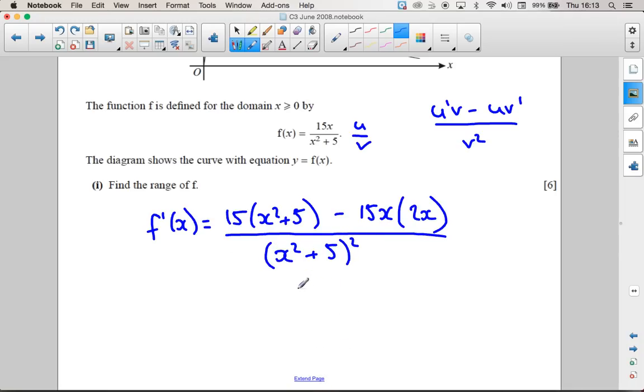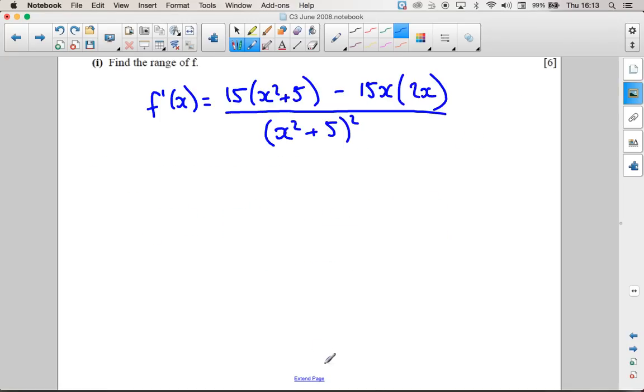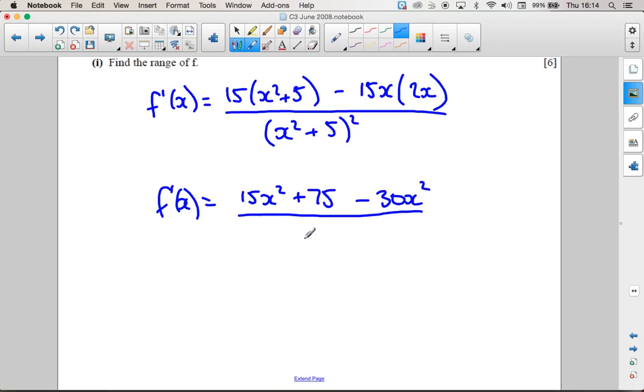Don't expand this, there's no point. We're going to make it equal to 0 in a minute anyway, so it's going to disappear. We just need to tidy up this top part. So we've got 15x squared plus 15 fives, which is 75, minus 30x squared over that x squared plus 5 squared. Some x squareds there are going to cancel, so we've got 75 minus 15x squared.